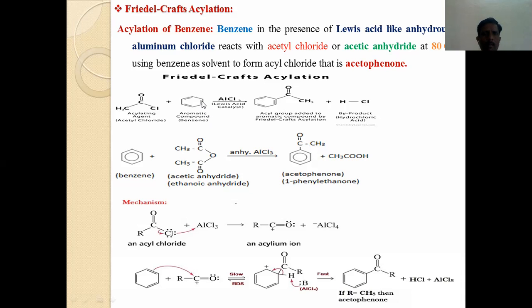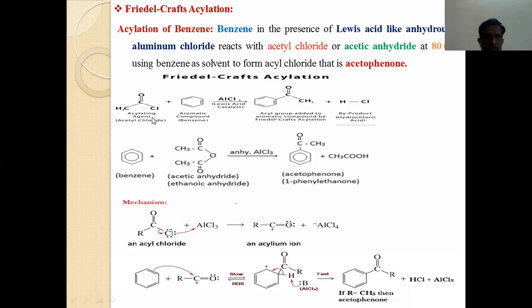that benzene reacted with acetyl chloride or acetic anhydride in the presence of a Lewis acid like aluminum chloride as a catalyst at 80 degrees centigrade, with benzene as a solvent, what will be the probable product? The probable product is acetophenone. So we can use any one acylating agent. Either you can use acetyl chloride or you can use acetic anhydride.